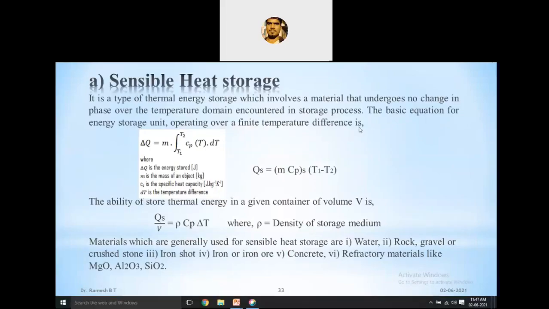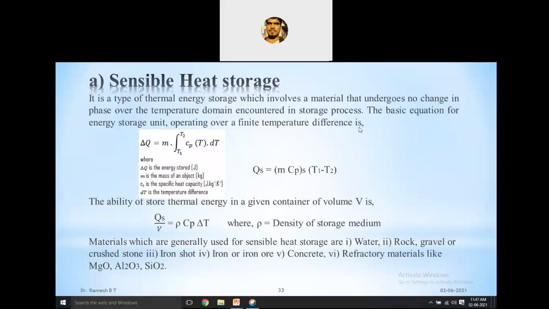The first type of heat storage is sensible heat storage. Sensible heat storage involves the material or substance that undergoes no change in phase. Sensible heat means no change in the phase, only a change in the temperature; the temperature keeps on changing over a temperature domain during the storage process.